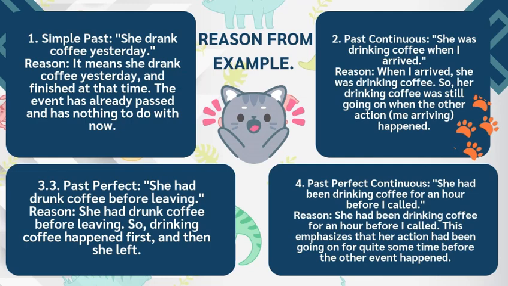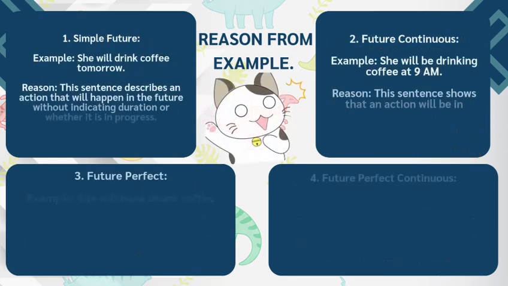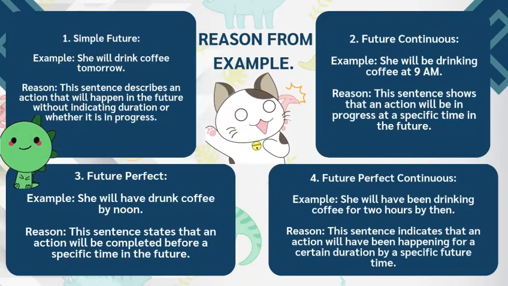And the fourth, past perfect continuous. Example, she had been drinking coffee for an hour before I called. The reason from the past perfect continuous, she had been drinking coffee for an hour before I called, is emphasized that her action had been going on for quite some time before the other event happened. Move to reason from future tense example.